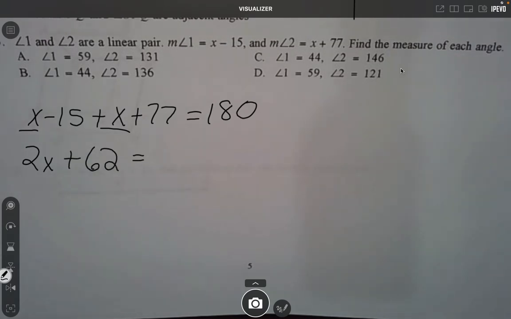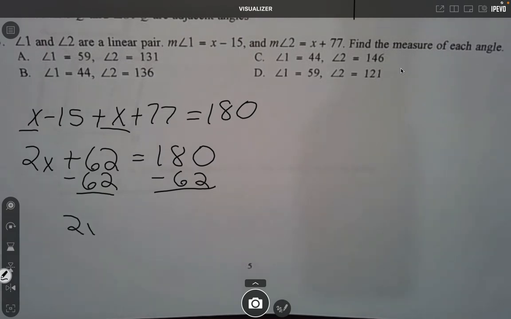62. Then how do you solve? Subtract 62. 118. 2x equals 118. Then what? Divide by 2. It's 59. And x is 59. Then you have to plug it in. Okay, so we're not done.